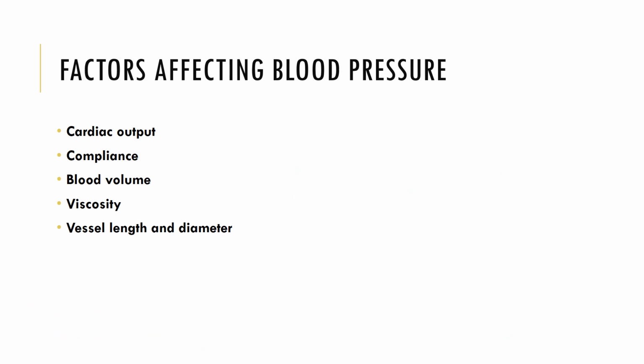There are many factors that can affect blood pressure: cardiac output, compliance, blood volume, the viscosity of blood, and peripheral resistance, which is determined by the vessel length and diameter. Cardiac output is one factor that can impact blood pressure, and as cardiac output increases, as during exercise, blood pressure increases. As cardiac output decreases, like when you're resting, blood pressure decreases.